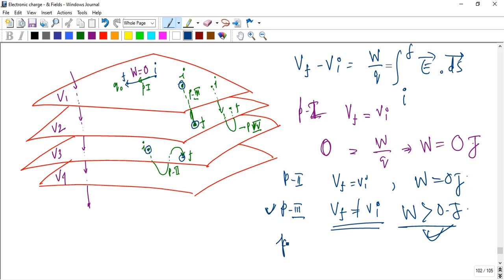And similarly path 4, see very carefully, starting from surface 1 and ending on surface 2. Similar condition: two different surfaces means two different equipotential surfaces, which means two different potential values. So they are not equal, and the work done is greater than 0 joule. The work done, a scalar quantity, is present. So the conclusion is that if a test charge moves along the same equipotential surface, the work done will be 0. If a test charge moves from one surface to another surface, the work done is present. Okay, clear the concept.